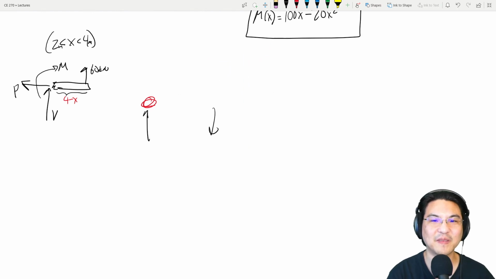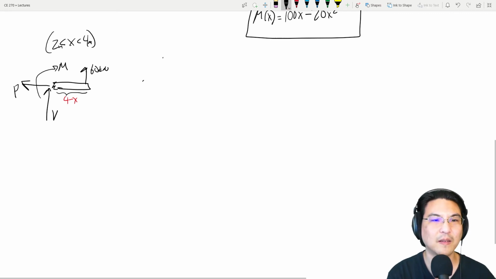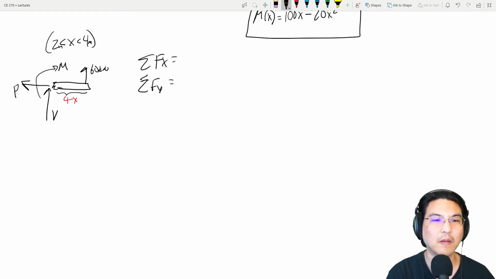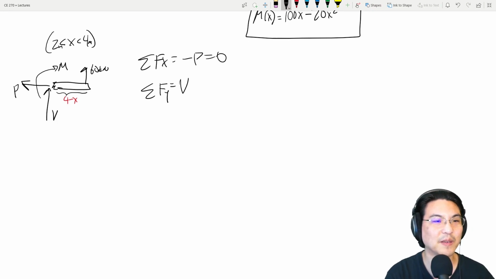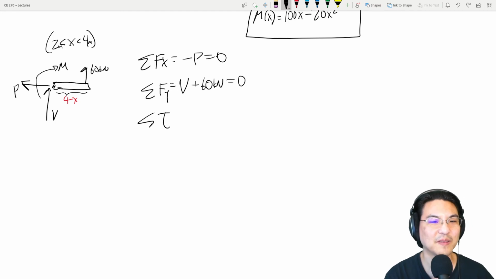Okay, so now let's solve for these unknowns. Okay, so x direction, we got minus P, then that's it. Y direction, we have V plus 60. That's it. Right, let's sum torque about anywhere we want. So we can sum torque about this side or this side.